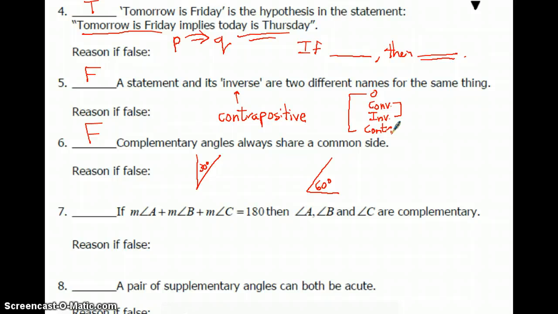Okay, 7. If I'm adding 3 angles and get 180, then those 3 are complementary. That's false for a bunch of reasons. First of all, you can't have 3 angles and call them complementary. But probably the bigger problem is the fact that we're talking about 180 and complementary. That doesn't go together.